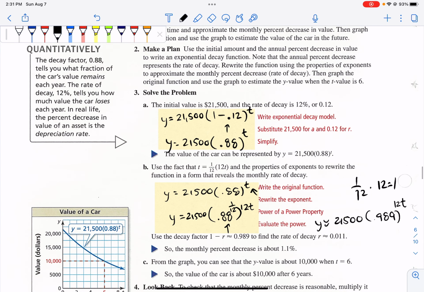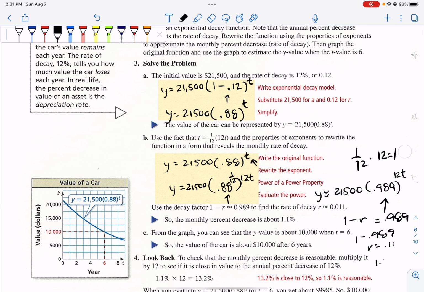Okay, so 0.989 is my new decay factor. And if you remember, 1 minus my rate equals 0.989. So if I get my rate by itself, that becomes 1 minus 0.989. So my rate is going to equal 0.011. So I'm going down 1.1% a month. All right? I'm going down monthly 1.1%. I'm not going up, I'm going down, okay?